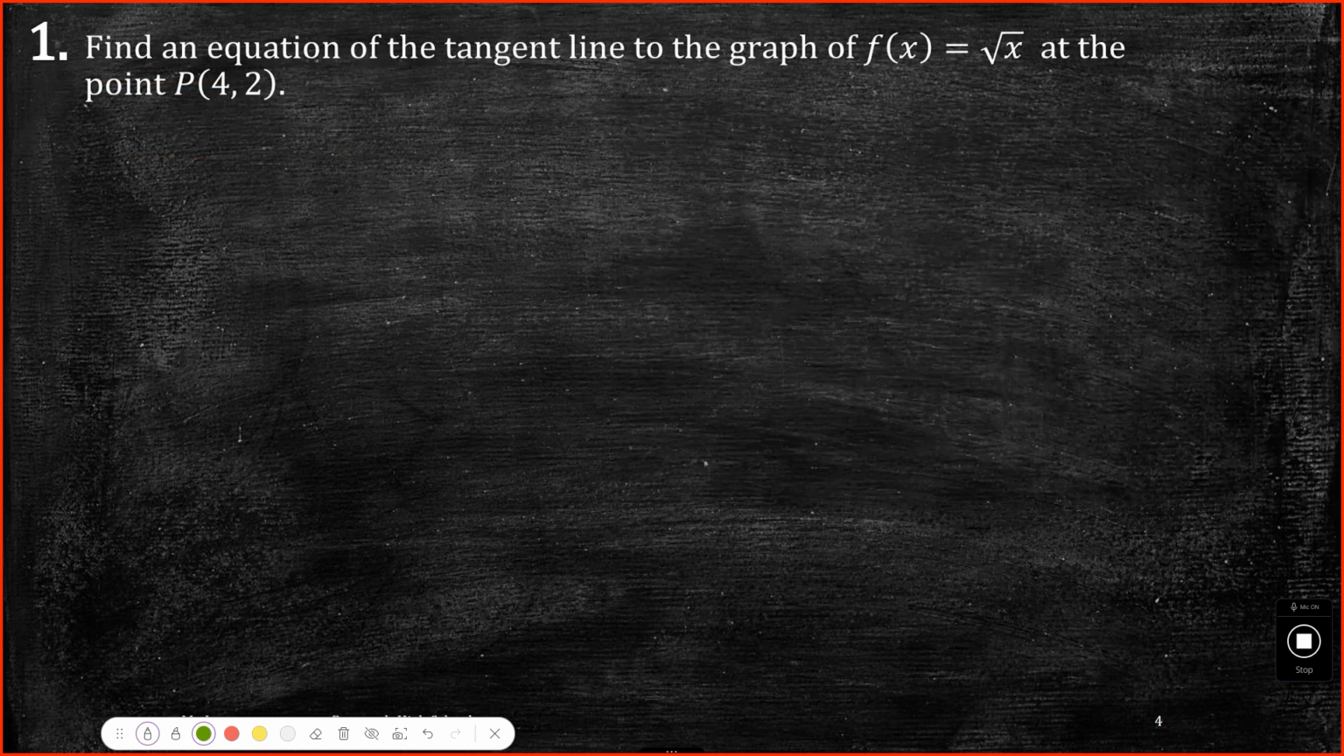Okay, so now how do we put this into practice? Problem 1. Find an equation of the tangent line to the graph of f of x equals square root of x at the point (4, 2).